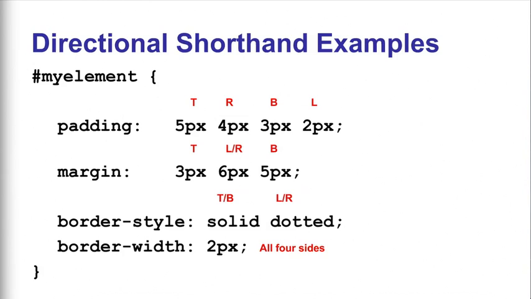These examples show each of the forms being used for a single element. The padding is specified separately on all 4 sides, following the TRBL pattern. The margin declaration uses 3 values, with both margin left and margin right set to 6 pixels, while the margin top and margin bottom are set to 3 and 5 pixels, respectively. The border style property is using a solid border on top and bottom and a dotted border on the left and right. The last declaration sets the border widths to 2 pixels, the same on all 4 sides.